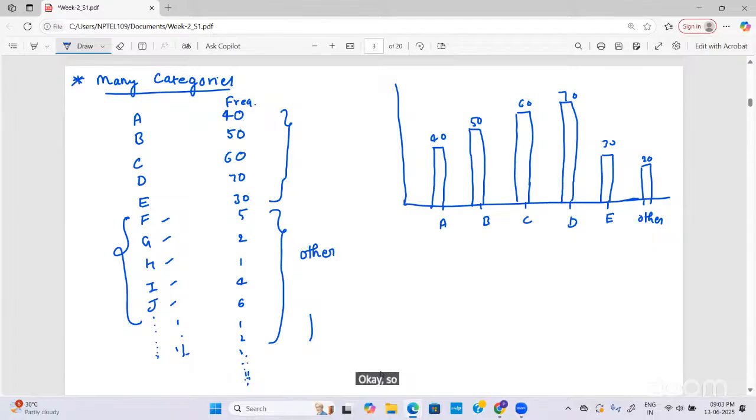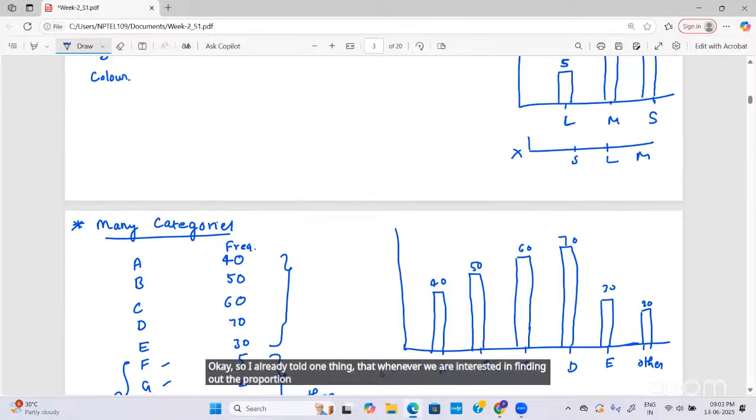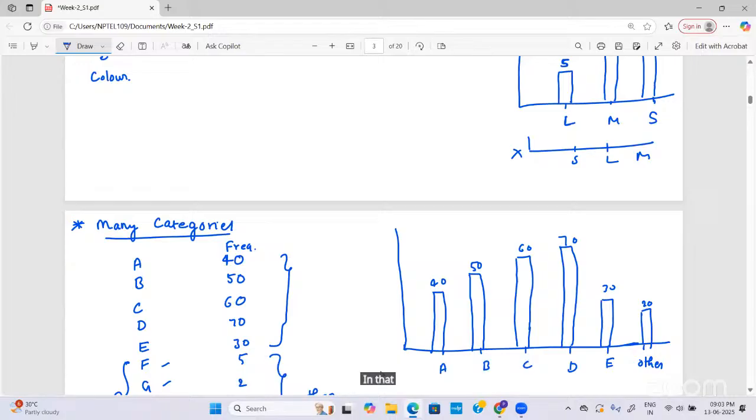I already told one thing: whenever we are interested in finding out the proportion or weightage of the categories, in that case, we prefer a pie chart.